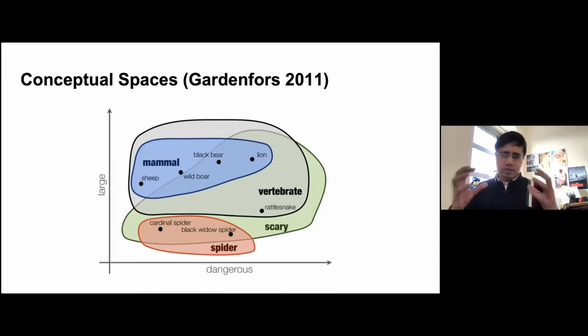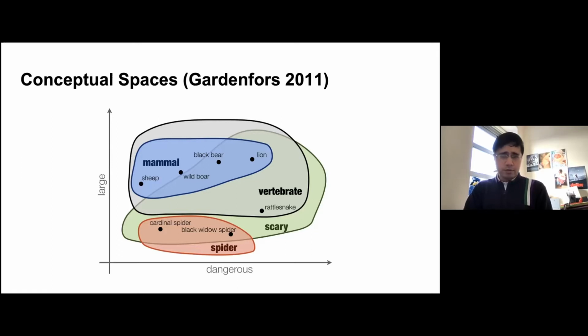So these conceptual spaces mainly model entities and how those entities are linked to these features or directions, as we call them. For instance, as we go along this particular direction, dangerous, things get more and more dangerous. For instance, rattlesnake is more dangerous than cardinal spider. Similarly, sheep is larger than cardinal spider. So these properties are automatically captured by using computational models which capture these conceptual spaces.